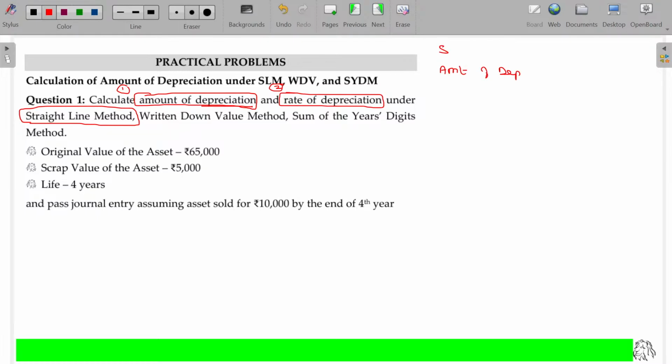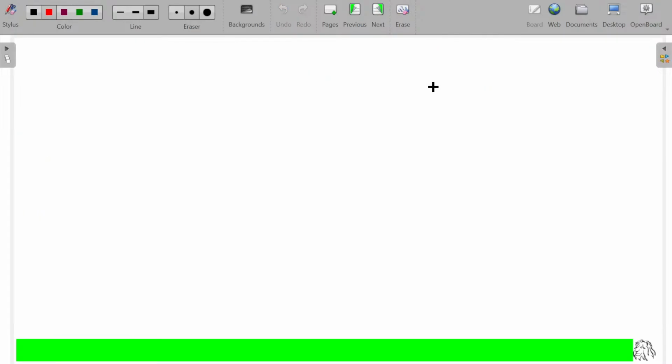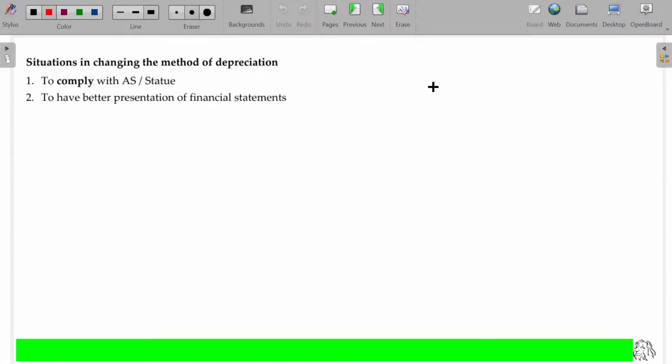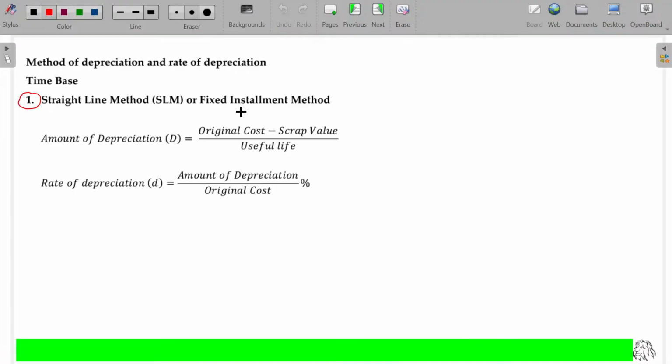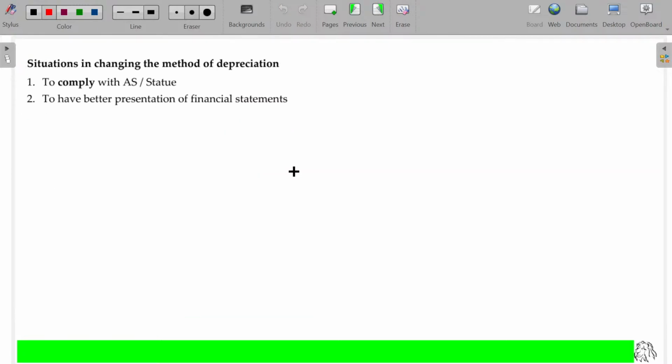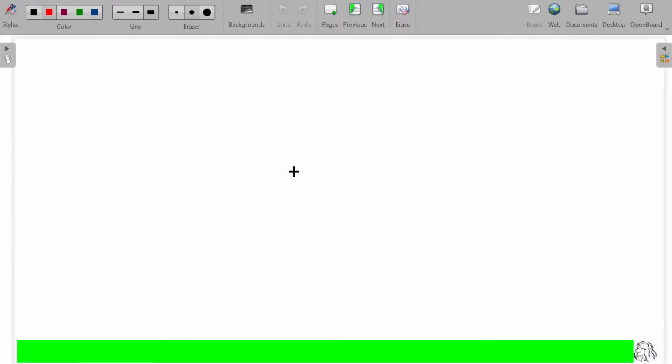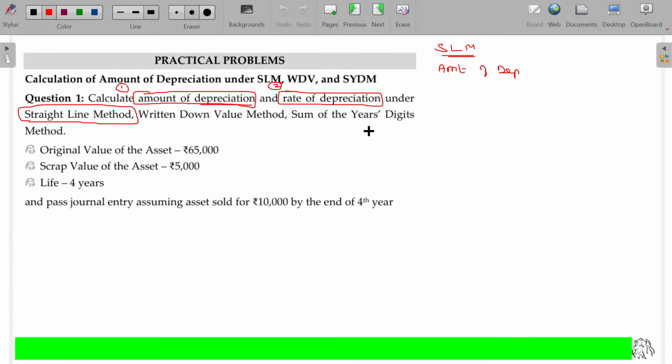So what method am I going to use? Straight line method, or the fixed installment method. That's how it may be named. Fixed installment method, or depreciation on original value method. That's how it may be answered. On the original value, whatever it may be, you have to calculate the depreciation. Clear? Now, let's see. Amount of depreciation is equal to original value minus scrap value divided by life.